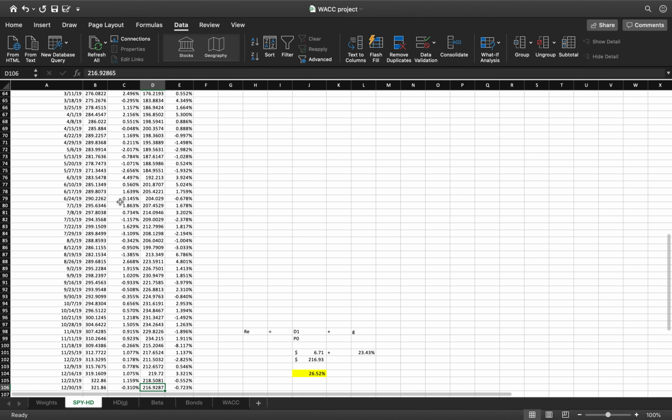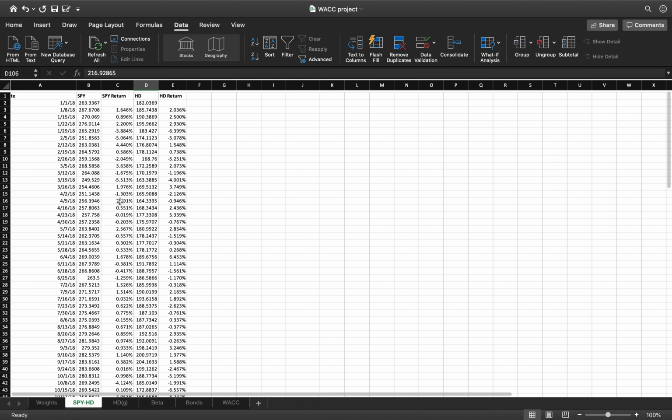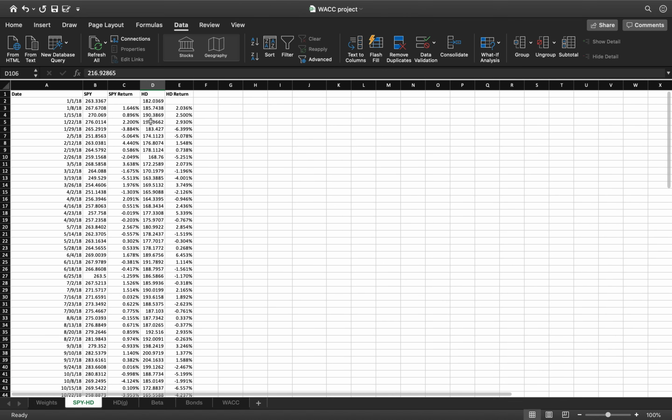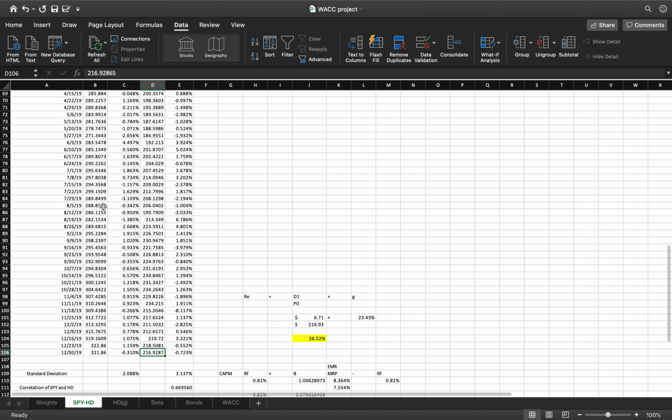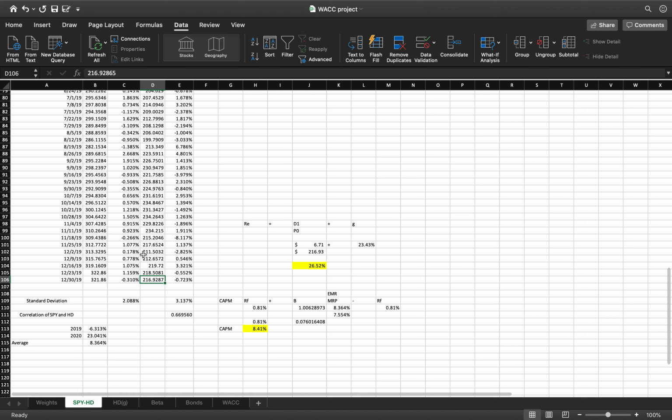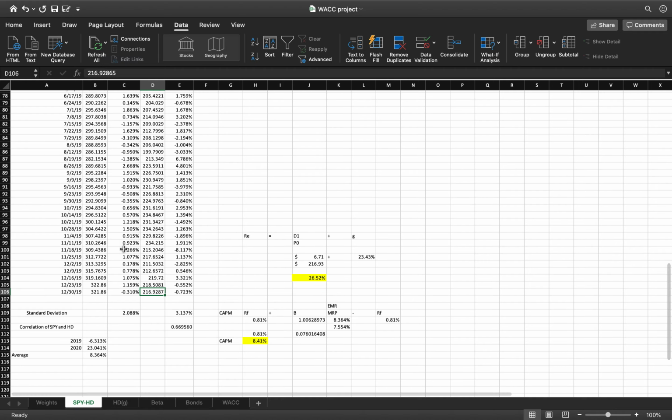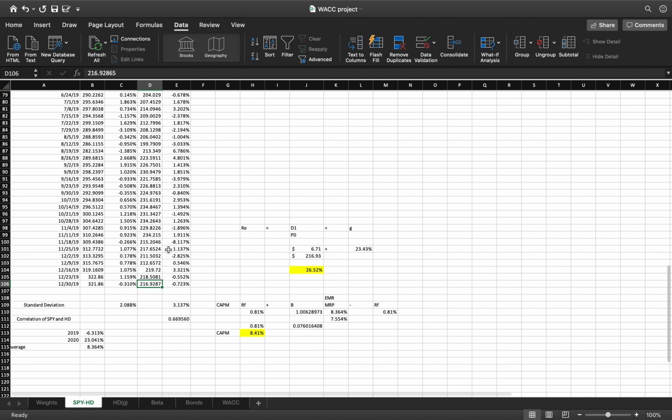Next, after you find the weight, you need to download all of the returns for Home Depot and your SPY, which is just the market, over a 2-year period. So this is what all these numbers are here for. And then once you do that, you need to find the standard deviation for both the percentage return of the market and the percentage return of Home Depot.